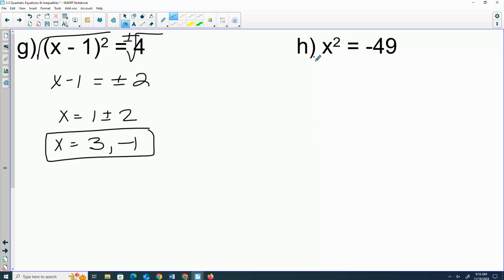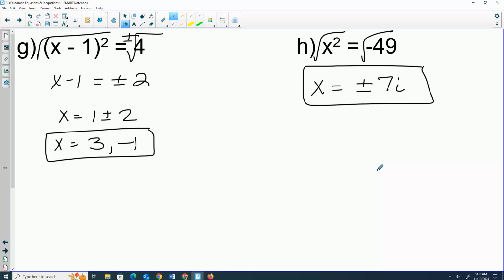If I want to get rid of a square, we have to square root. A couple of you forgot, when we do square root, it's plus and minus. If this is a negative 49, what's the square root of negative 49? 7i, so don't forget your i's there. We can have imaginary. So a quadratic has two solutions. They could be real, they could be imaginary.